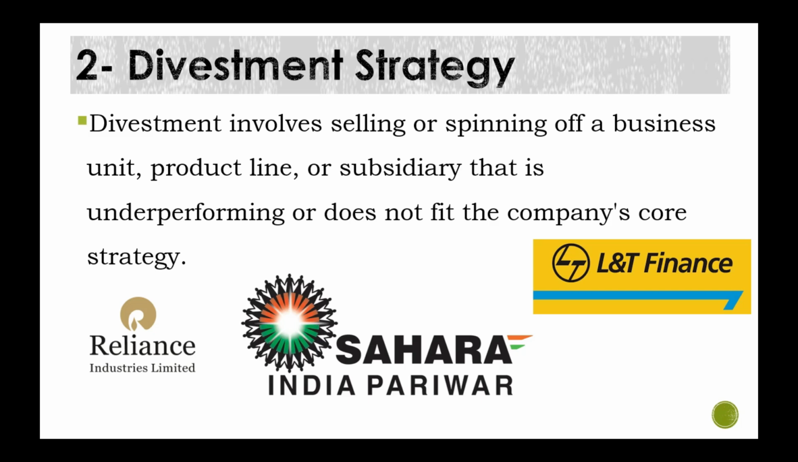We can take one more example of Sahara India Parivar, sale of Ambi Valley project. A large Indian conglomerate was involved in multiple business sectors including real estate, entertainment and finance. The company faced severe financial stress due to legal and regulatory issues, leading to a need to raise funds and reduce its asset base. In case of their divestment strategy, Sahara Group attempted to divest its Ambi Valley City, a luxury township project in Maharashtra, to raise funds for its other obligations.